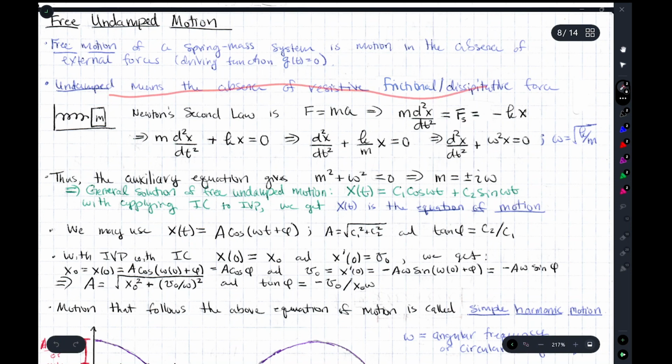Undamped means the absence of resistive or frictional forces. So Newton's second law, F equals ma. a is the second derivative with respect to time of position, so that's your ma there. Now, the sum of the forces is just that being applied by the spring, and by Hooke's law, that's equal to negative kx. So you can move this kx to the other side and you get this second order differential equation.